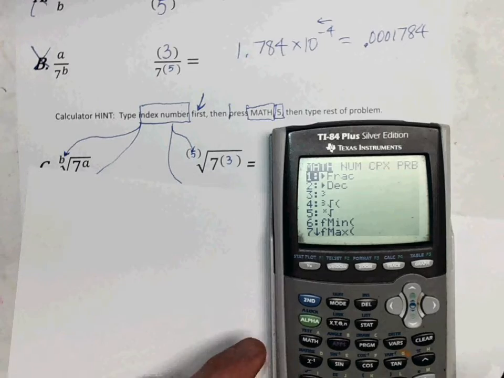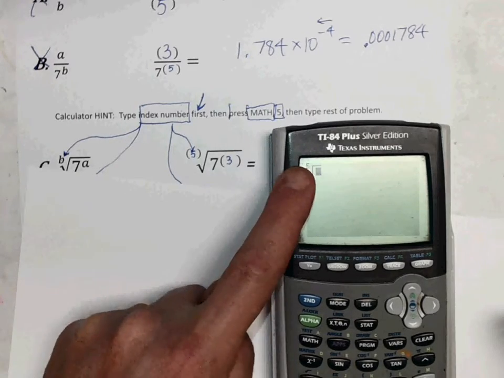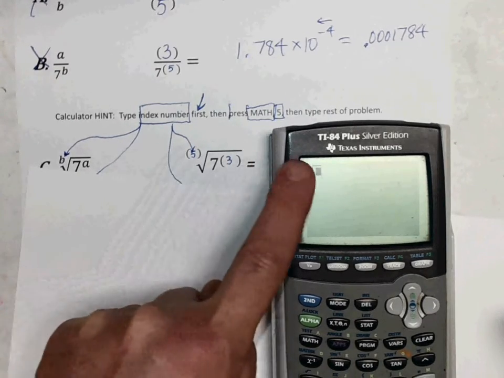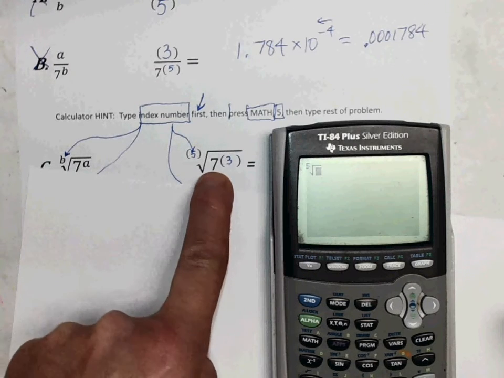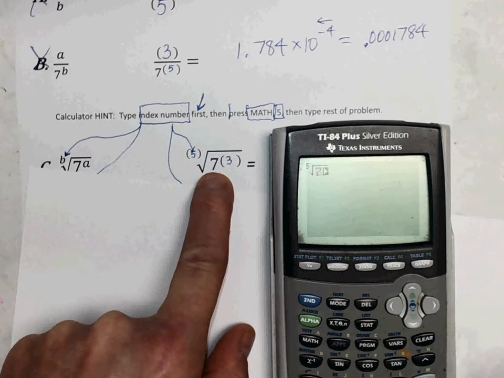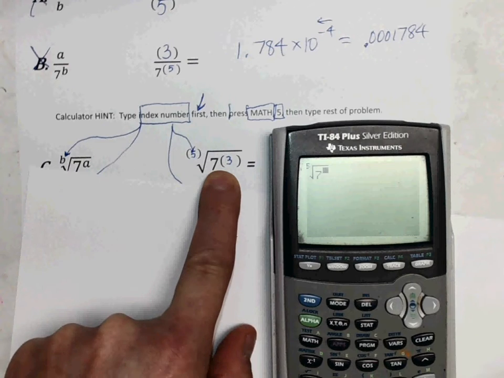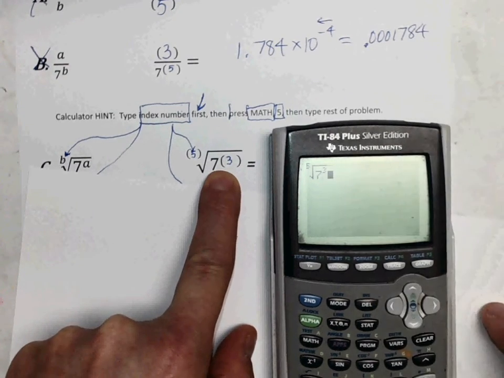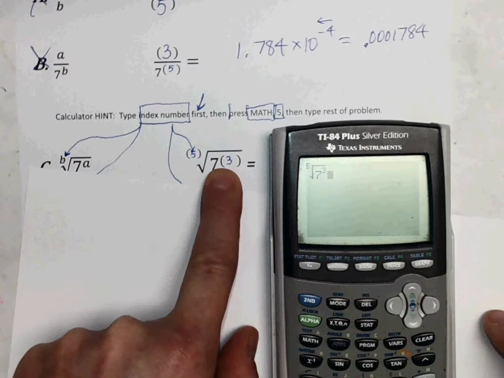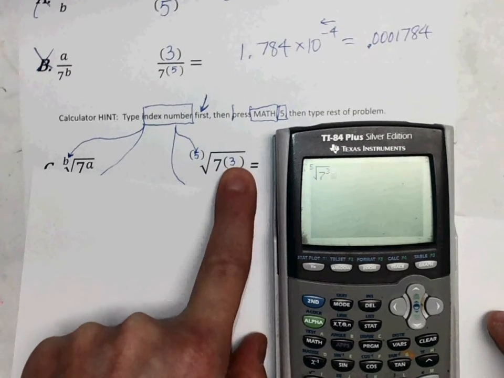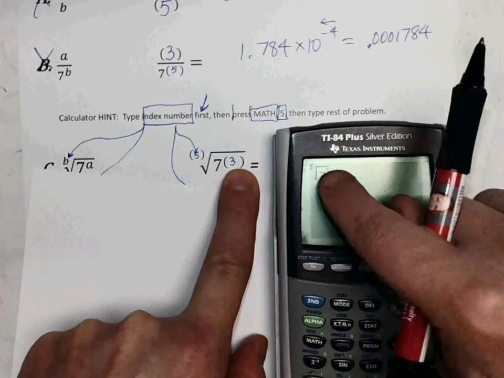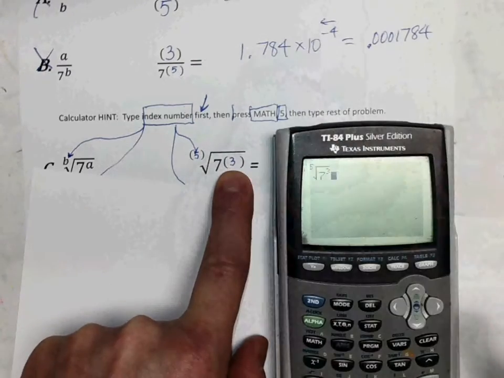So I've pressed the math, and now I put the 5. Check that out. See that? Look at that. It put the index right there, and now I just type the rest of the problem, which is 7 raised to the 3rd power. Tab out of your square root. Does it look exactly like that? Well, I don't have the parentheses, but I should have done it, but it doesn't matter because that's a single number.